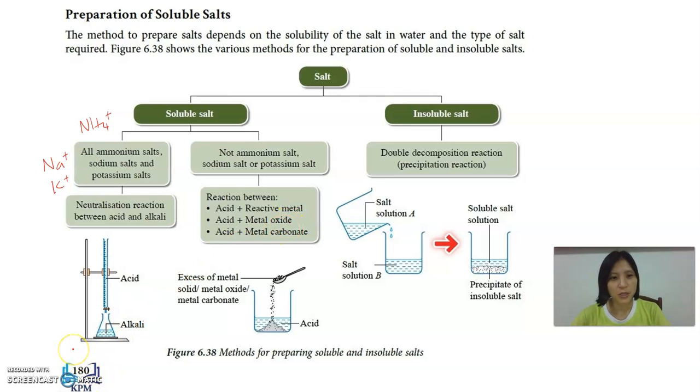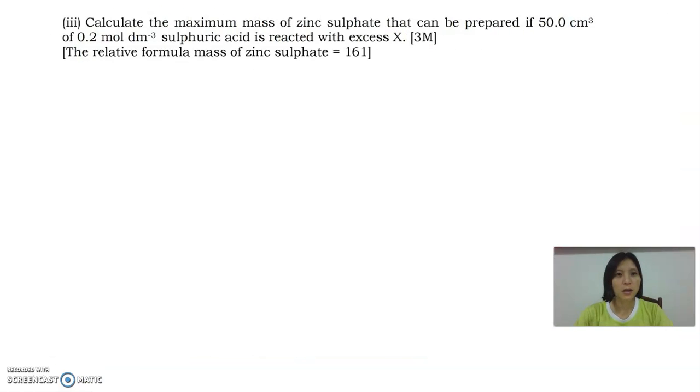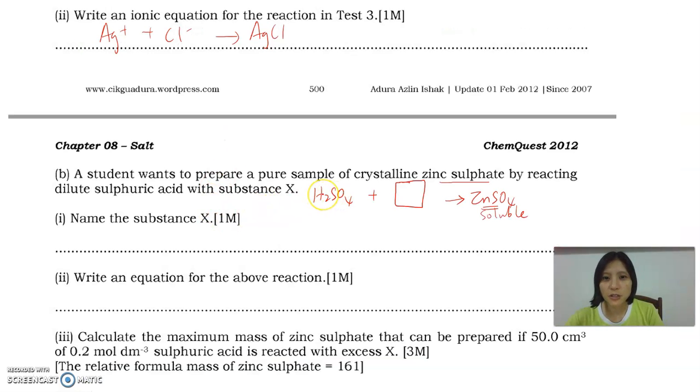Okay, so we already know this is the acid. We already have the sulfate, which is this part. Then we need this part. So we can use acid with reactive metal, which is zinc, or acid with metal oxide, or acid with metal carbonate. Okay, those three are in your textbook.